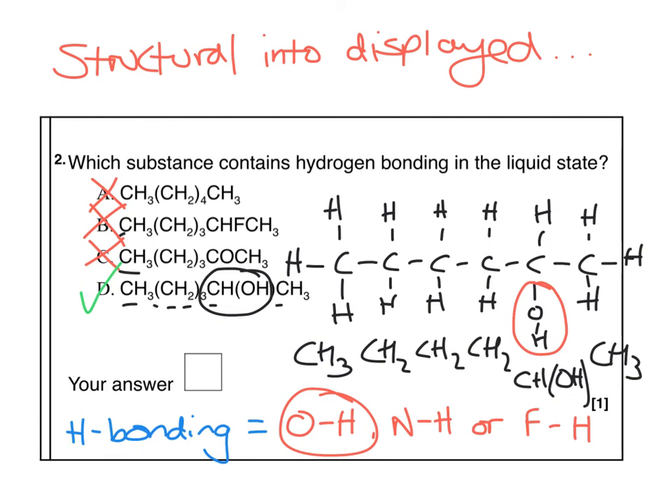Even though C has an oxygen in it and B has a fluorine in it, they are not FH bonds in B, and they are not OH bonds in C, but there is an OH bond in D, and that's why it's the right answer. Nailed it.